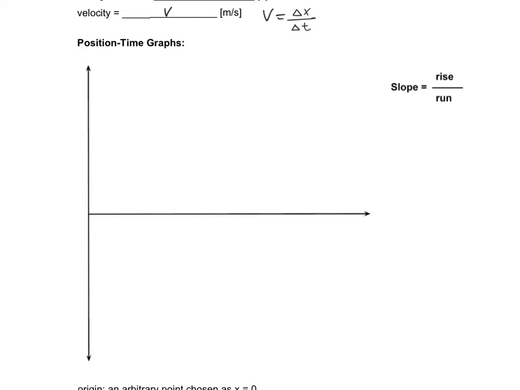And what we're going to choose is to put time on the horizontal axis. Time, and it's going to be measured in seconds. And then for position time graphs, we do position, which is the variable x, on the vertical part, and we measure it in meters. So position time graph has position, which is the variable x, on the vertical, and time on the horizontal.